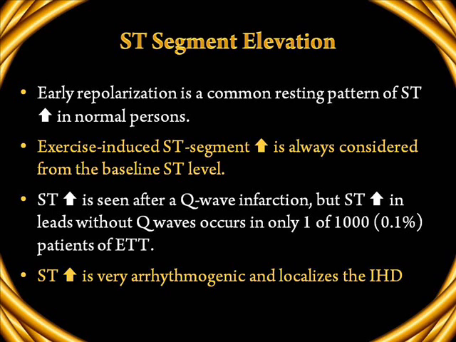ST segment elevation is a very arrhythmogenic predictor and localizes the IHD. That means if the ST segment elevation occurs in the lateral leads, the IHD is in the circumflex. If it is in the anterior leads, the coronary artery disease is in the left anterior descending. If it occurs in the inferior leads, the coronary artery disease is in the RCA. That is how it localizes the ischemia. But usually, ST elevations in exercise ischemias are not common, and we have to be looking for them. If they are there, they are indicative of these changes that are suggested.